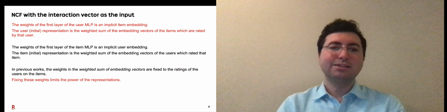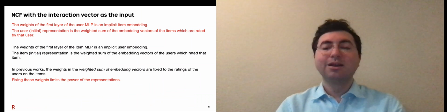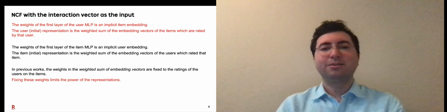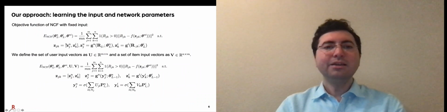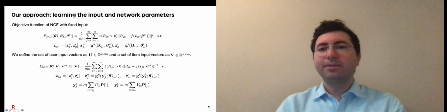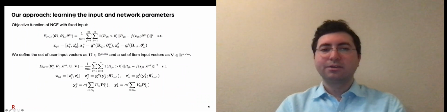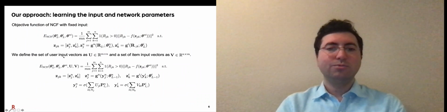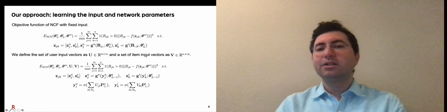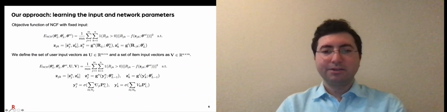What we are proposing is that we can initialize the weights or the input from the rating or interaction vector, but we can learn it. And by learning that, we can learn better representations. Here is the objective function of the previous works. They learn the parameters of three MLPs. One that maps the representations to the rating. The other ones are the ones that learn the user and item representations. In our case, we introduce two new variables, user input vectors U and item input vectors V. And in addition to the MLP parameters, we learn U and V. As you can see, they only appear in the input layer.